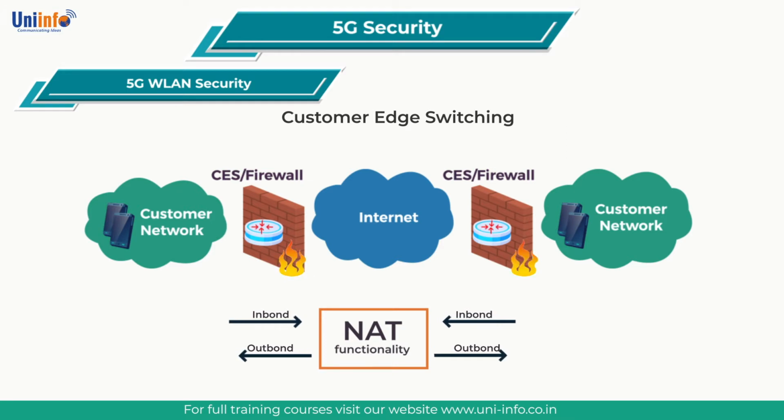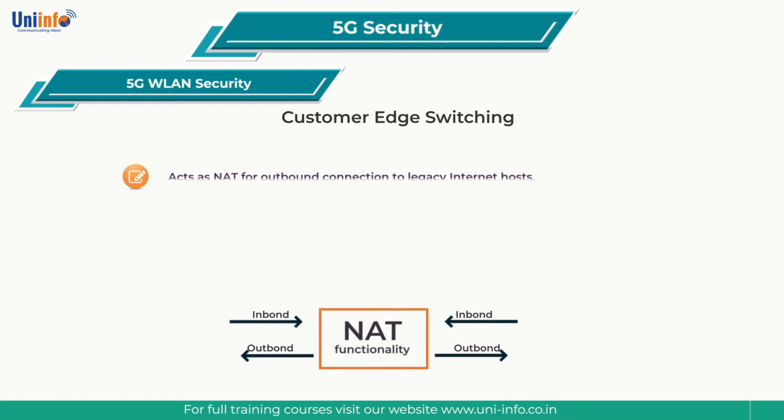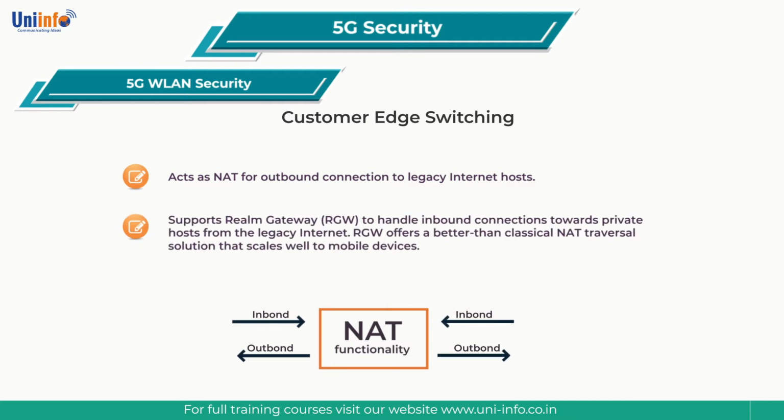As a consequence, inbound connections to private hosts are accepted following the officially recommended NAT traversal methods, which are cumbersome and do not scale well to battery powered mobile hosts. In contrast, the deployment of CES separates the customer network from the public internet such that CES first acts as NAT for outbound connections to legacy internet hosts and second supports Realm Gateway, RGW, to handle inbound connections towards private hosts from the legacy internet.